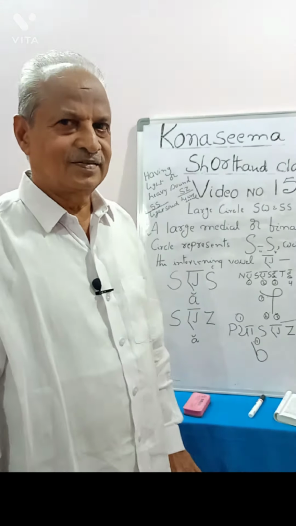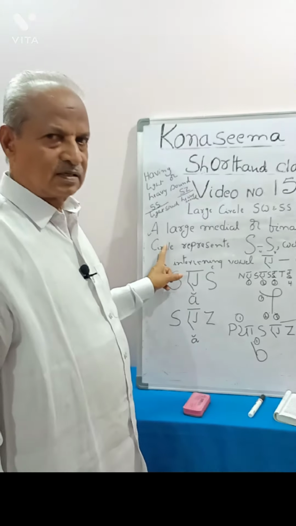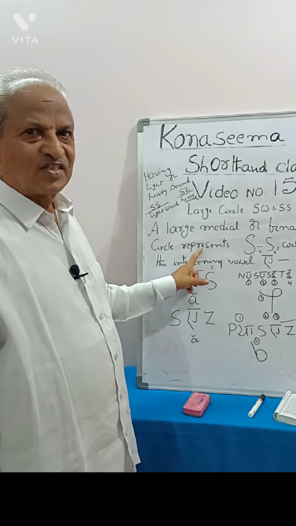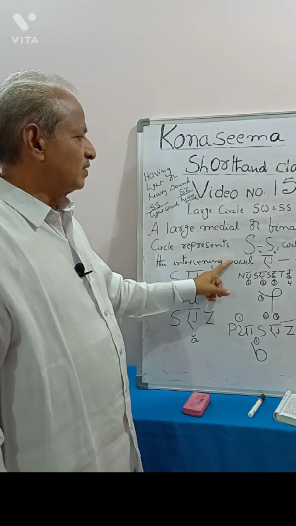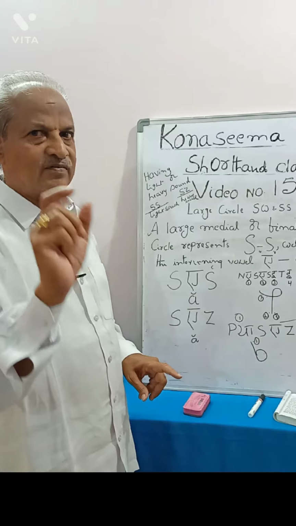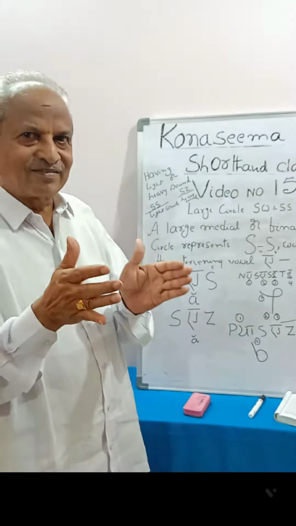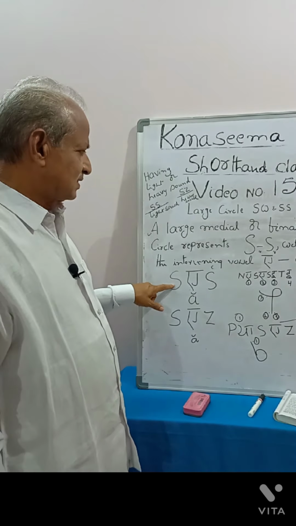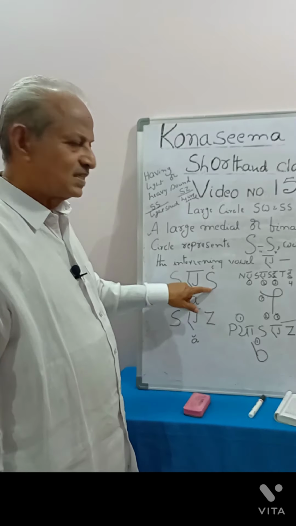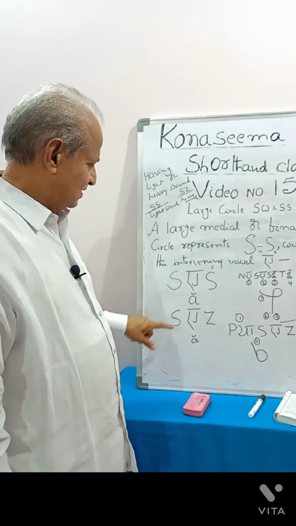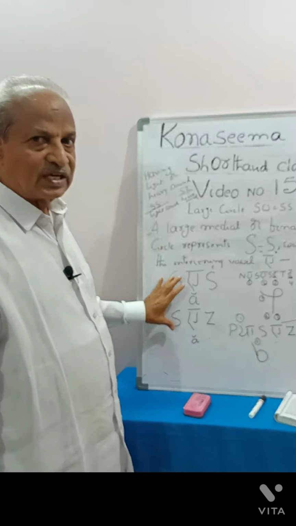Para number 50. A large medial or final circle represents the sound of ses with the intervening vowel A. What is the meaning of intervening vowel? A vowel that comes between two strokes is called an intervening vowel. You see here, ses is there. A is coming in between S. Like that, SZ is there. In between SZ, A is coming. This is the intervening vowel.